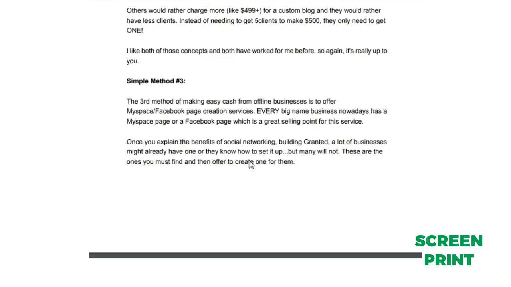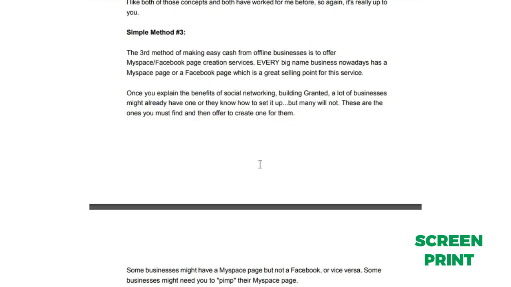Simple method number three. The third method of making easy cash from offline businesses is to offer MySpace and Facebook page creation services. Every big name business nowadays has a MySpace page or a Facebook page, which is a great selling point for this service. Once you explain the benefits of social network building, granted, a lot of businesses might already have one or they know how to set it up, but many will not.